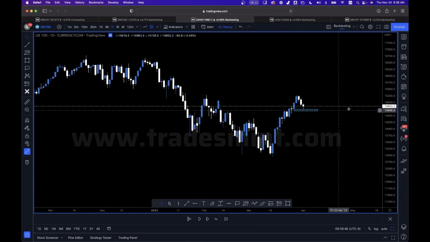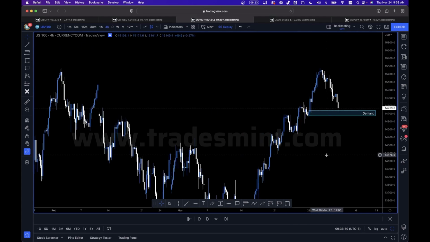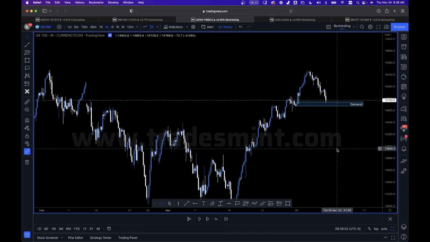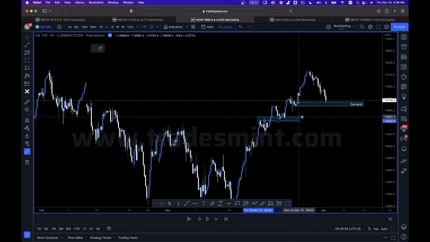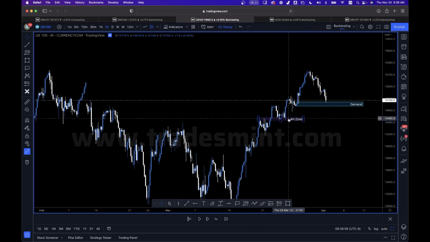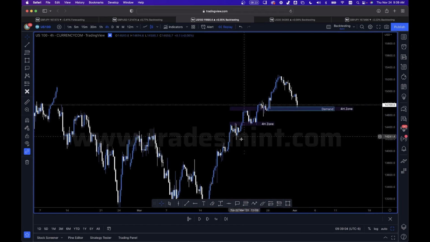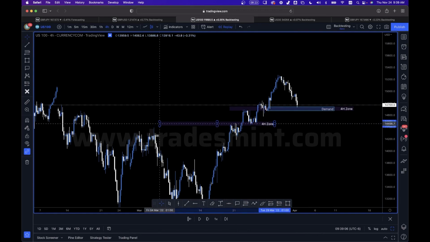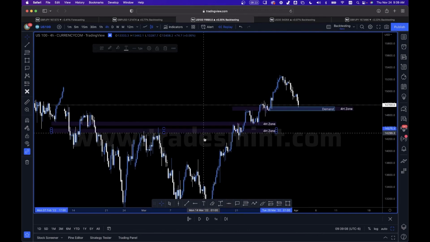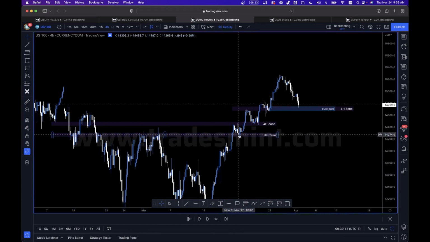So here, once I see the rallying, what I'm looking for, I'm going to the 4 hour time frame and I'm looking for zones. So if you look at all these 4 hour zones that were broken, that's a 4 hour zone broken. Okay. This is a 4 hour zone that's broken. Okay. So I'm looking for 4 hour zones to buy from. So here is another zone.